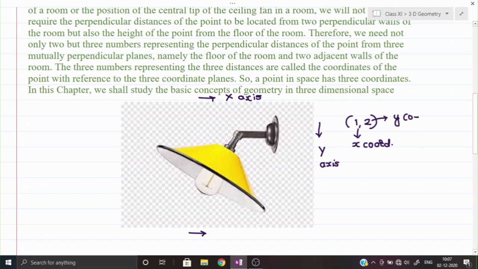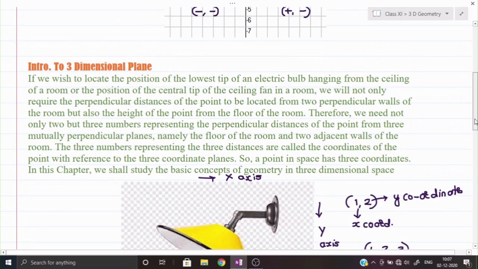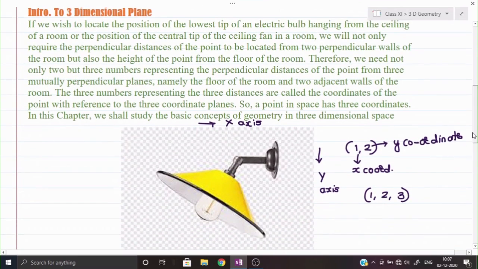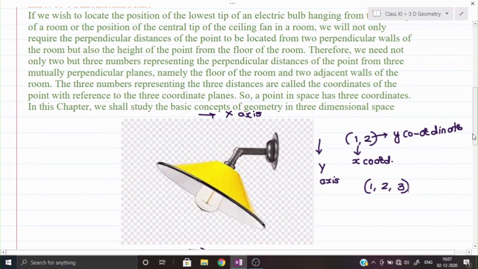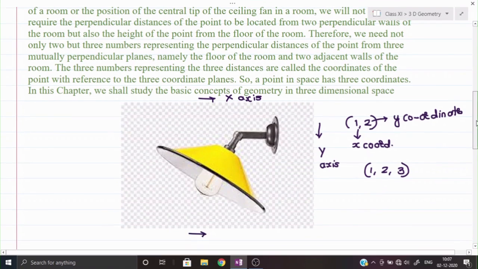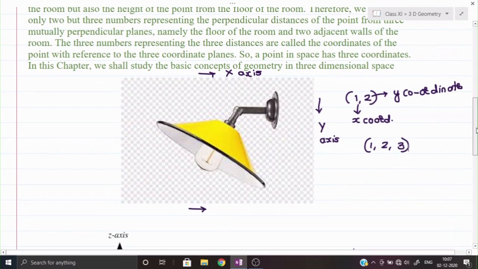Similarly, for the z axis there is one more coordinate we require. So suppose I say 1 comma 2 comma 3, the third coordinate will be representing the z axis. This third axis will have its separate coordinate, and we shall always write the coordinates in the form: first the x coordinate, then the y coordinate, and then the z coordinate. Now I will show you how we can take a look at the three-dimensional plane.